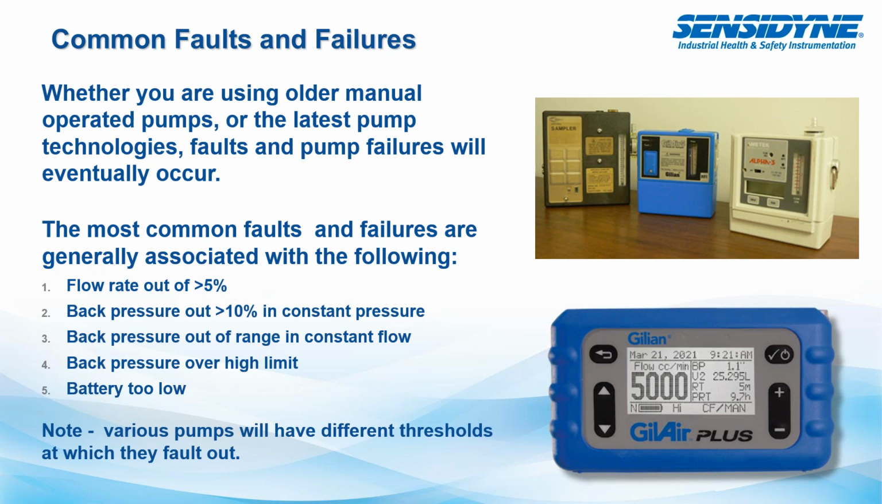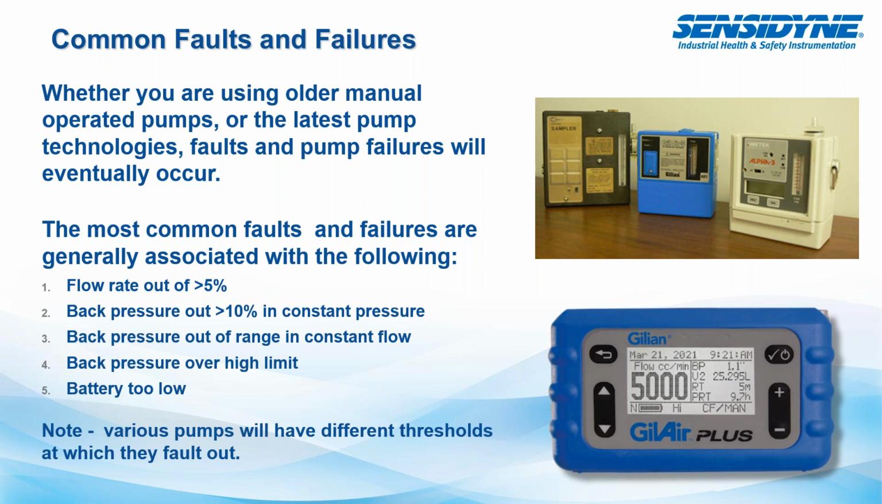So the most common faults and failures that we see are the flow rate being out more than 5%. So what does that mean? Most pumps today have a constant flow control system on it, which keeps the flow rate within plus or minus 5% of your set flow rate as the pressure changes. So when I say the pressure changes, if you have loading on your filter media, this will increase the back pressure, but you want the pump's motor to speed up to maintain the same flow rate. Now, it knows that flow rate, and if that flow rate deviates more than 5%, that could cause a fault in your system, causing your pump to shut down.